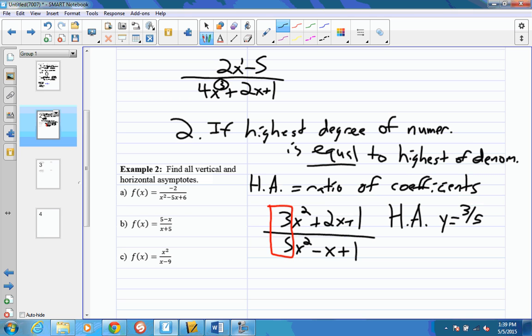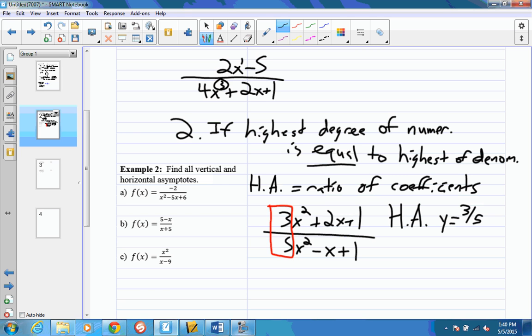So if they're equal, just take the coefficients. Sometimes there is no coefficient, meaning it's what? 1. So keep that in mind. If you can simplify these, do. If you've got, say, 20 over 5, simplify that. That would be y equals 4.